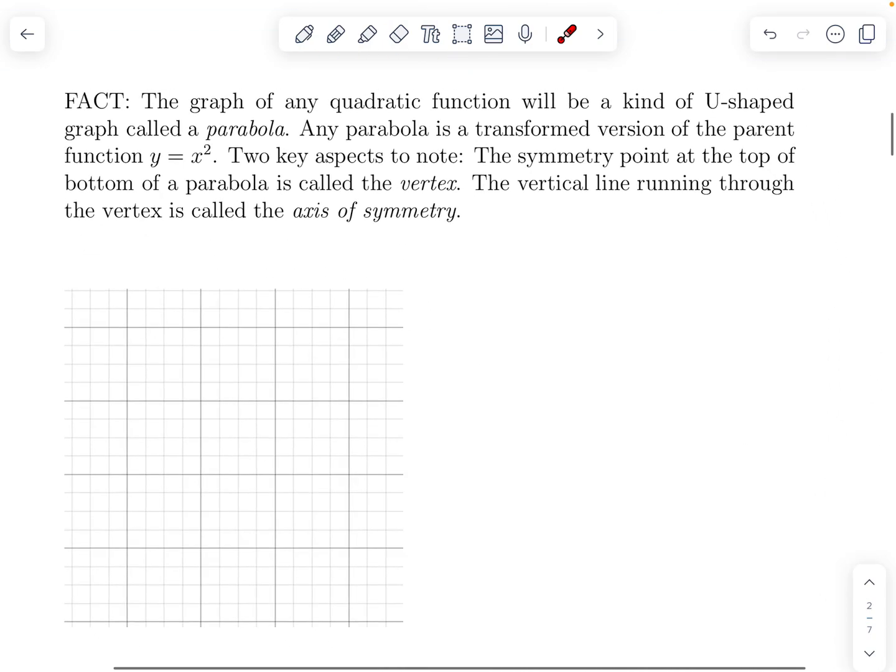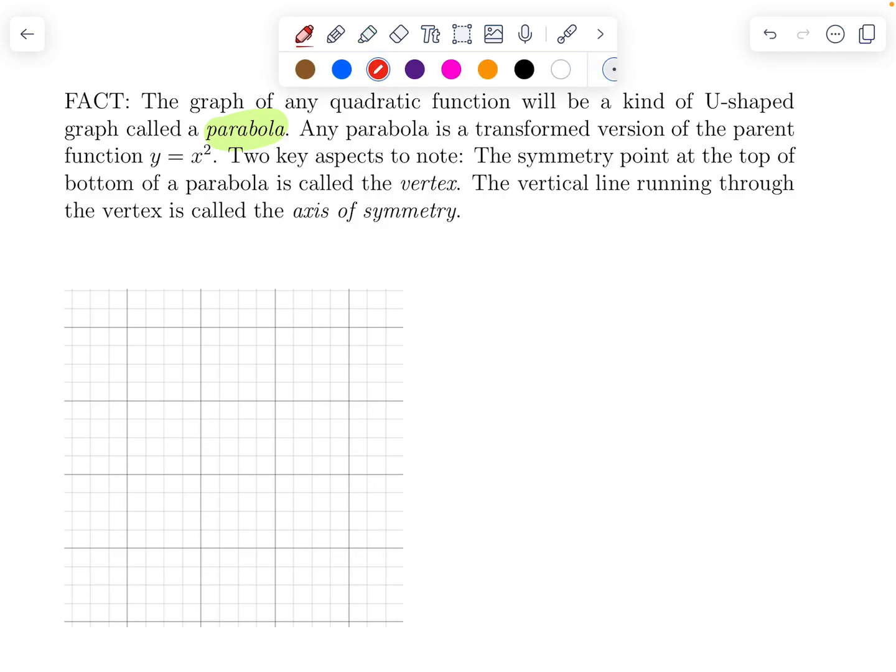Now, the graph of any quadratic function is a kind of U-shaped graph called a parabola. Parabola is not a synonym for U-shaped graph. There are things that are shaped like a U that are not technically parabolas, but we don't have to worry about that distinction right now. So any parabola is going to be a transformed version of the parent graph y equals x squared.